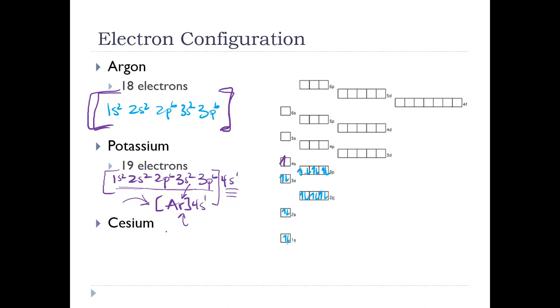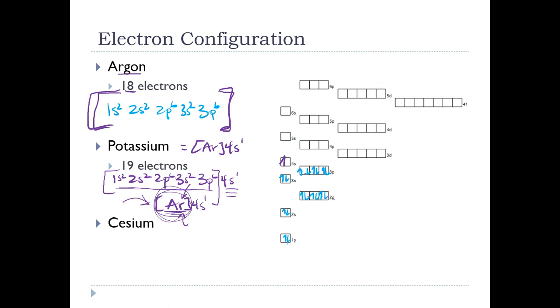The only thing that I can put in these brackets are noble gases. So think about where those noble gases are on your periodic table, all the way to the right. Those are the only elements that are allowed to go in those brackets. To figure out what noble gas to put in here, we go backwards in the periodic table. Potassium is number 19. I go backwards: 19, 18. Hey, 18 is argon. It's our noble gas. Argon 4s1. So potassium can be all of that, or argon 4s1.